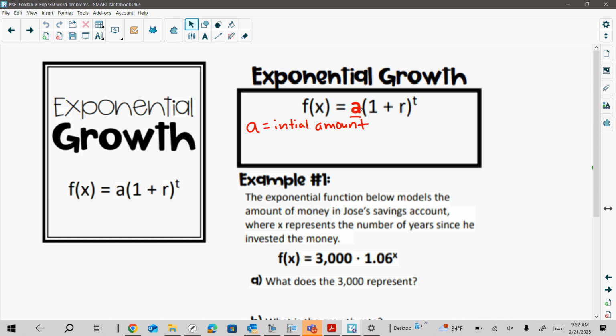The other part in the formula is this r. This r represents the growth rate or your decay rate, depending on the type of word problem. Now, here's the key thing. It is a percent that you change to a decimal. The r, your rate, is always given as a percent, but you have to change it to a decimal when you put it into the formula. And then the t, that represents time. The exponent t is your time.